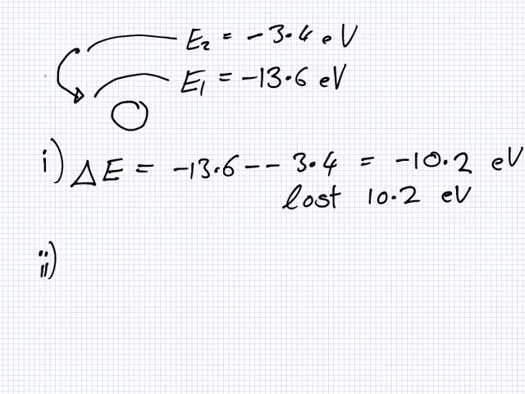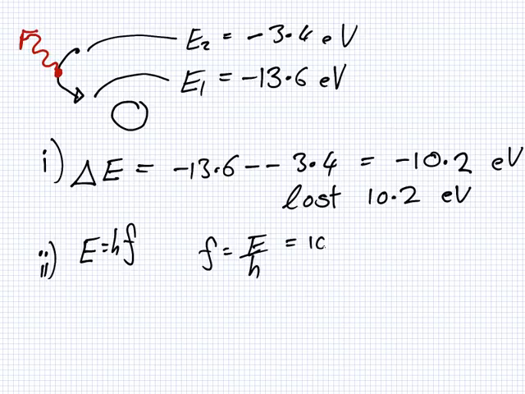So next, as it falls, the lost energy is changed into a photon. What's the frequency? We can use E equals hf, so f equals E over h, f equals 10.2 eV over h. Now I take out my calculator. And h is 6.63 times 10 to the minus 34. So here we get 2.47 times 10 to the 15 hertz.